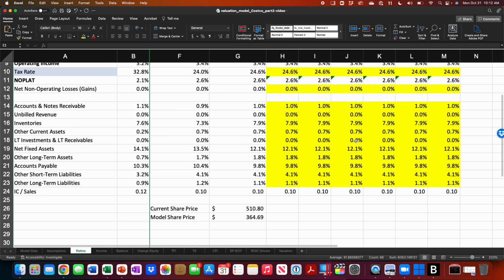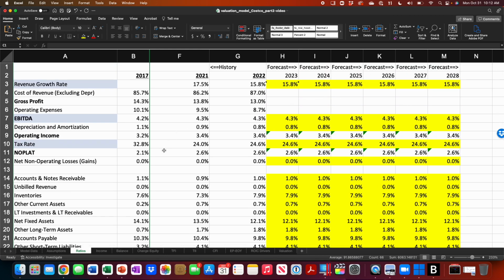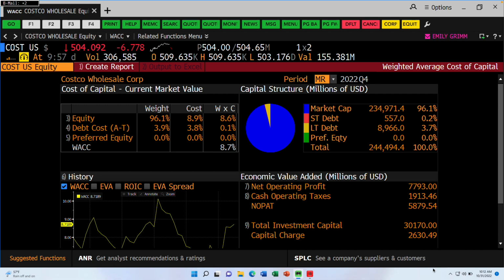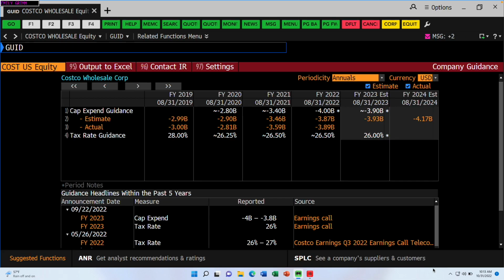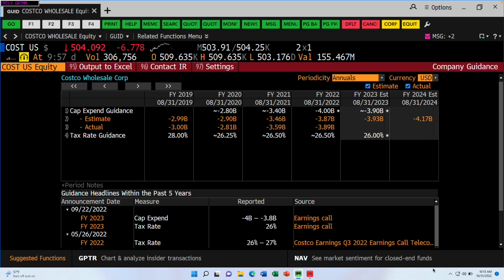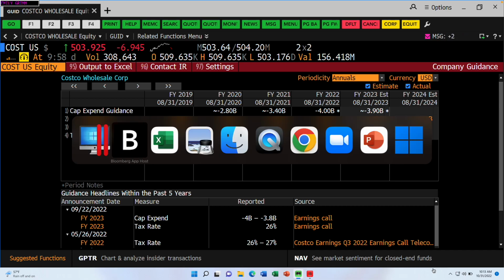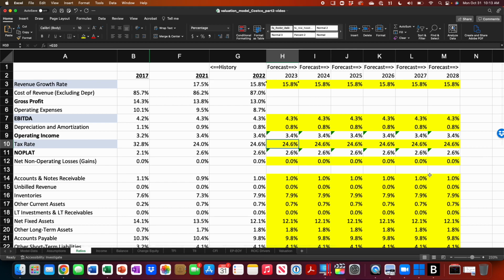Okay? All right, so I need to start changing these. The first one I want to change is tax rate. I need a realistic tax rate for Costco going forward. Again, back to Bloomberg. 2 areas I can find it. Number 1, sometimes companies will give guidance to the analysts doing exactly what we're doing with their models about what the tax rate's going to be. So in Bloomberg, you type in GUID, which is guidance, and see whether the company's providing guidance on the tax rate. In this case, Costco is. They're telling the analysts that their tax rate going forward is about 26%. Okay? So I'd be willing to bet most analysts are going to use about 26%. Right? So in this case, starting in our model, cell H10, 26%.